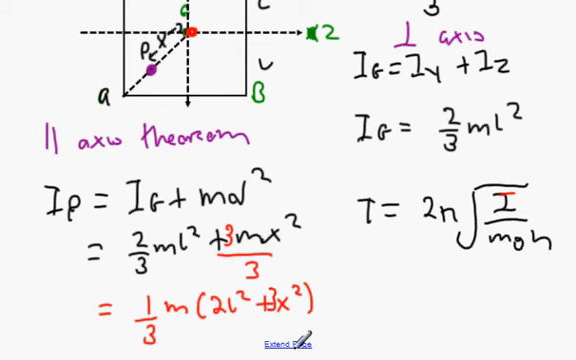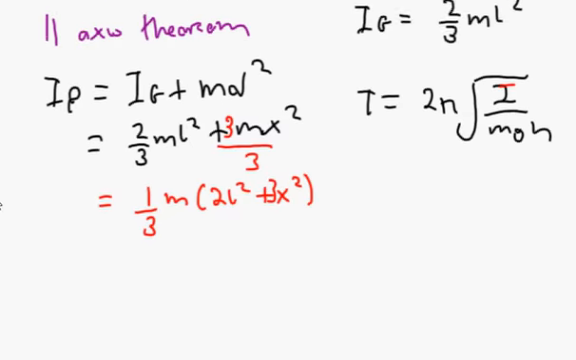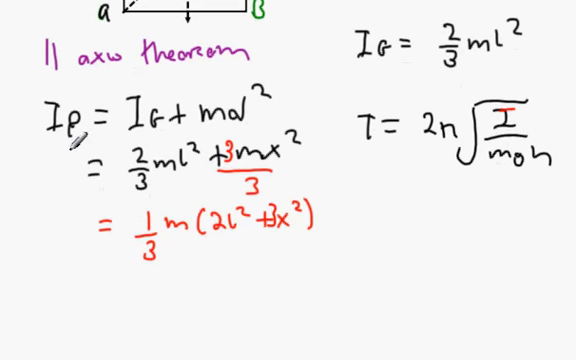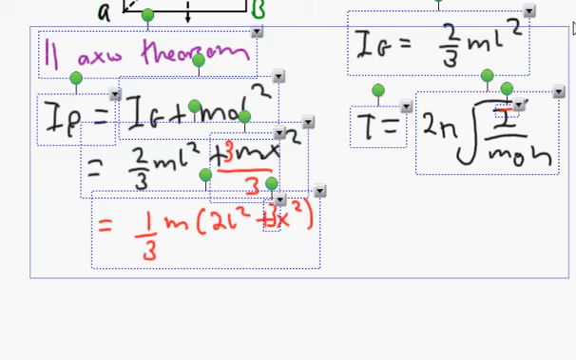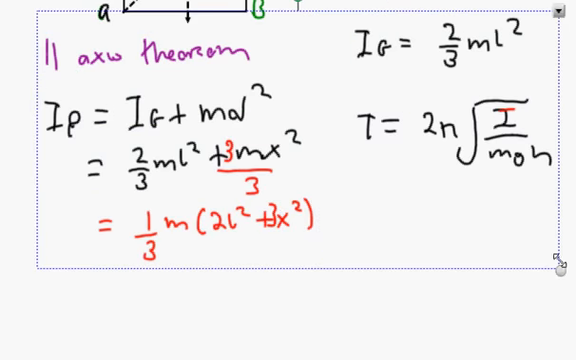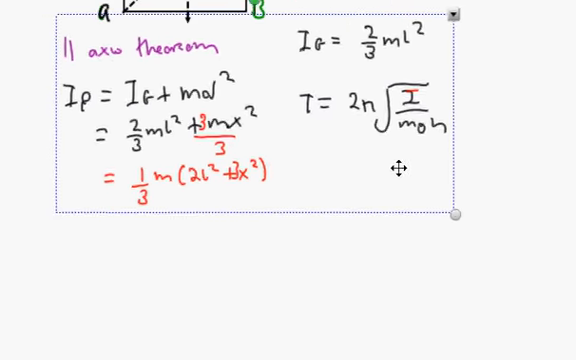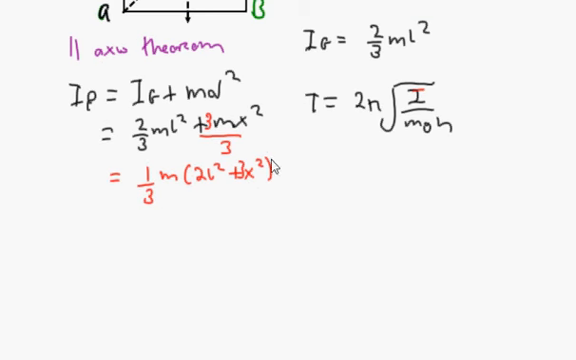Now what we're going to do next is start using this formula and put it in terms of the periodic time. To put it in terms of periodic time, T equals 2 pi, our moment of inertia. Just have m on top, 2l squared on the bottom, 2l squared plus 3x squared.